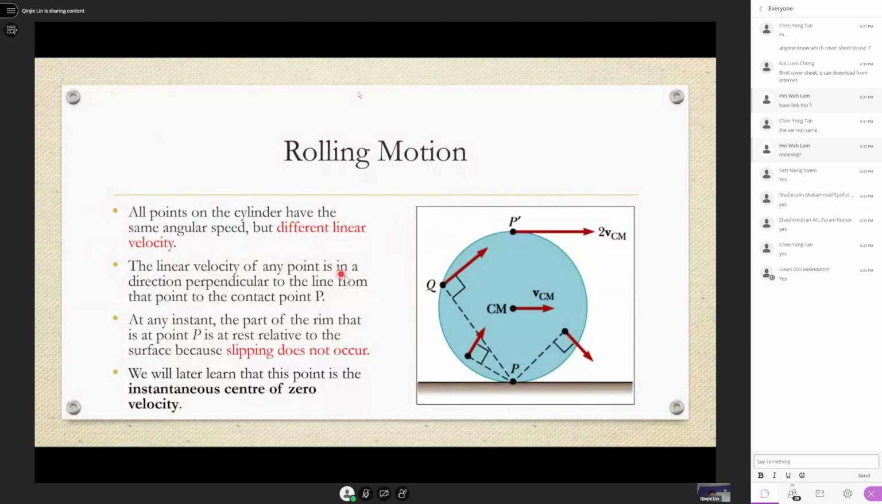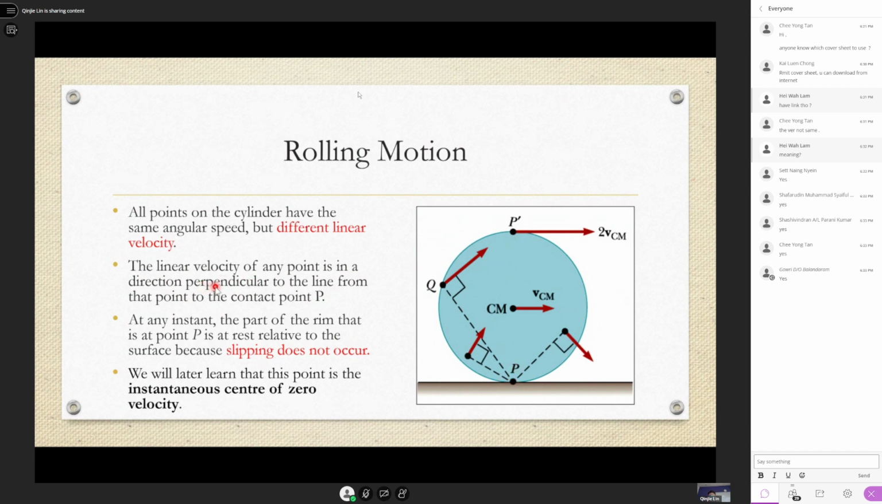The linear velocity of any point is in a direction perpendicular to the line from that point to the contact point P. So imagine this is a cylinder that is rolling to the right. Every point of the cylinder will be moving in this manner, in the red lines as shown. Then at this instant, the axis of rotation is actually this point of contact. Can you see? It's almost like the axis of rotation is here. Then this whole cylinder is rotating around this axis, so every point here will rotate around this axis.